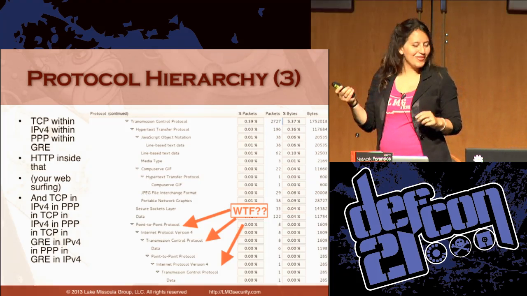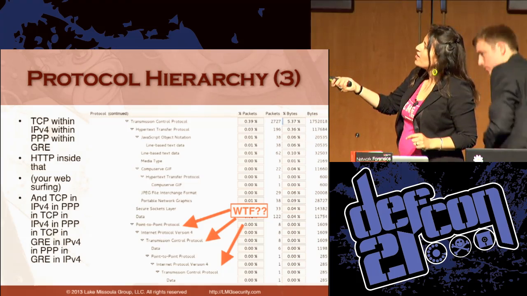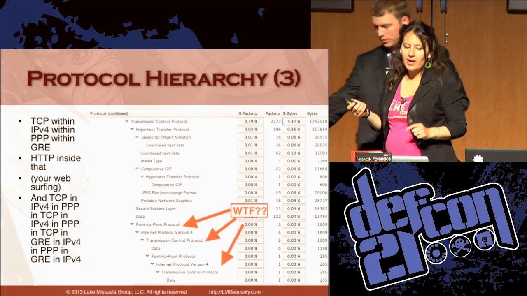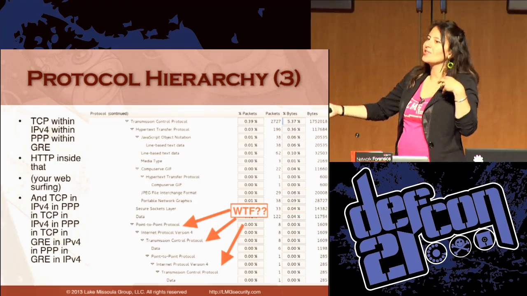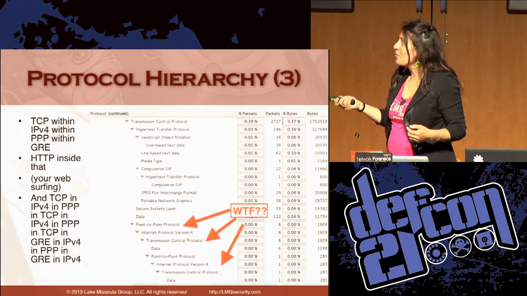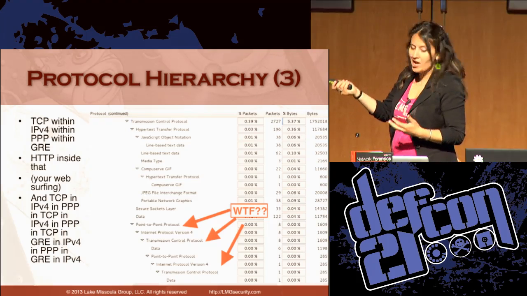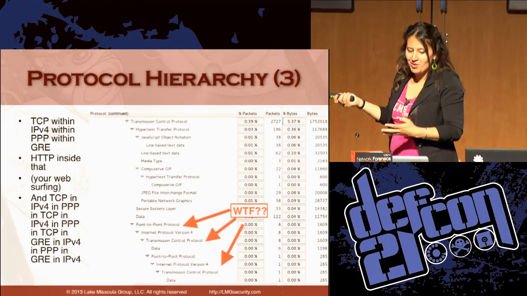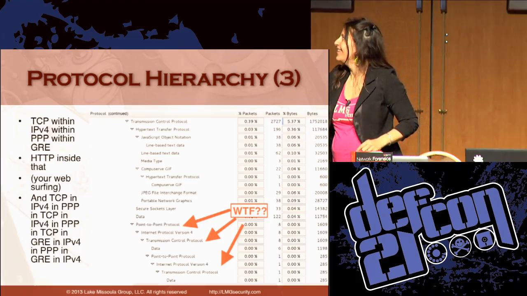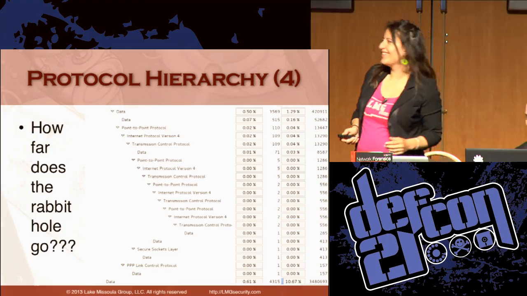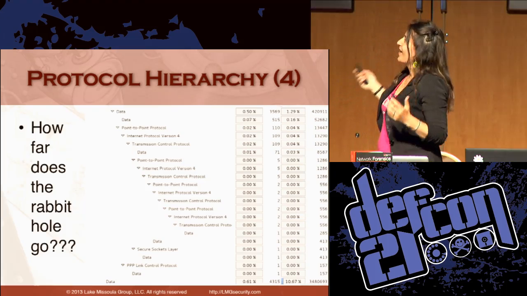All right, so we have TCP within IPv4, within PPP, within GRE. And this is where your web traffic lives, right around here. In some cases, Wireshark can actually dissect that far and pull out some of the higher layer traffic. And then we go down here. You see TCP in IPv4 in PPP, in TCP in IPv4 in PPP, in GRE in IPv4 in PPP, in GRE in IPv4. And we're not done. I don't know how far this rabbit hole goes. It just kept going and going and going.